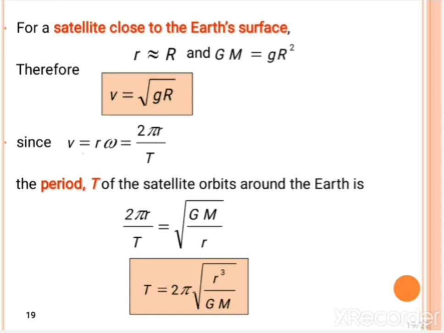Alright. Since v equal to r omega equal to 2 pi r over T, we substitute and get 2 pi r over T equal to the square root of GM over r. And then we rearrange the equation, we will get the period of the satellite orbiting around the Earth is T equal to 2 pi times the square root of r cubed over GM.